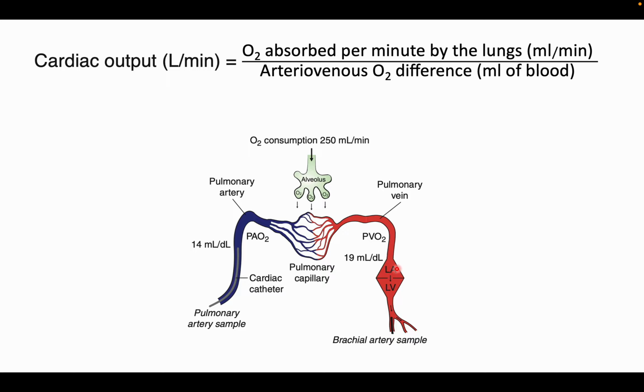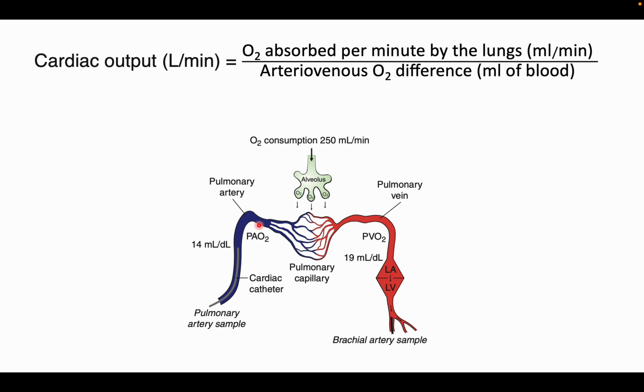Now if we want to measure it, we have to measure the oxygen which is absorbed per minute by the lungs, which is measured through spirometry, and the normal value is 250 ml per minute. For the arteriovenous oxygen difference, we have to measure oxygen from the pulmonary artery and the different systemic arteries.